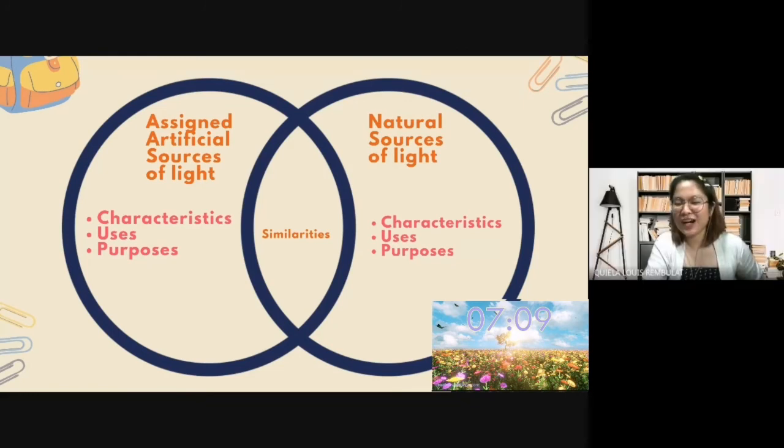Very good, group one. That is a very well presentation. I can see that you really learned and applied your overall learnings with our discussion. Now let's give group one a very good clap.